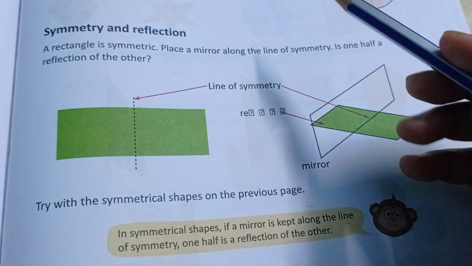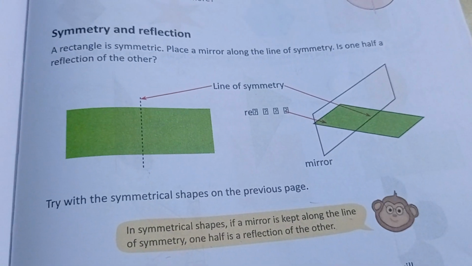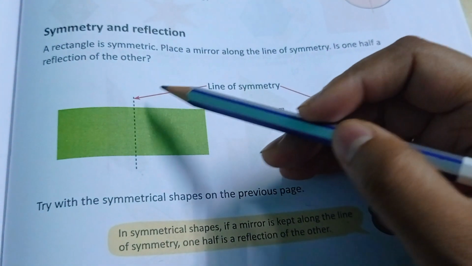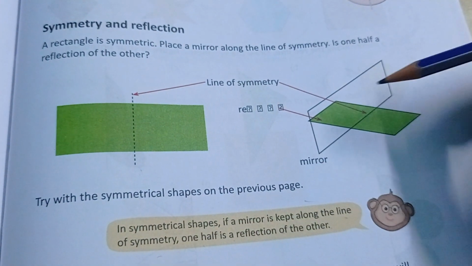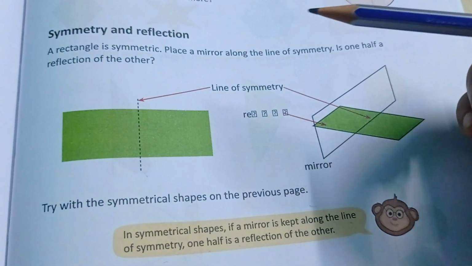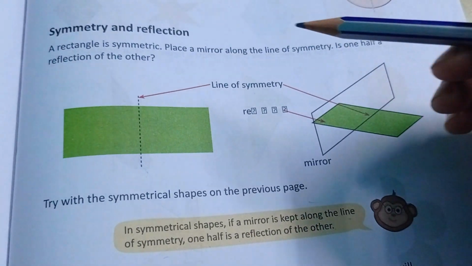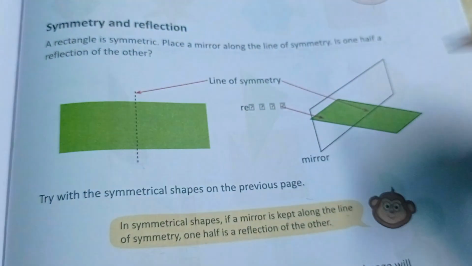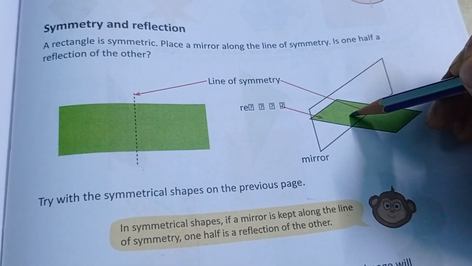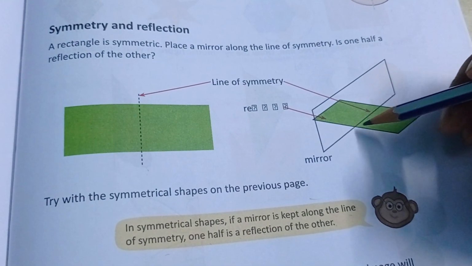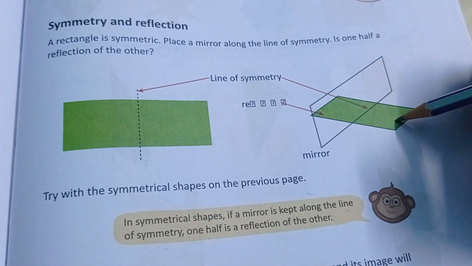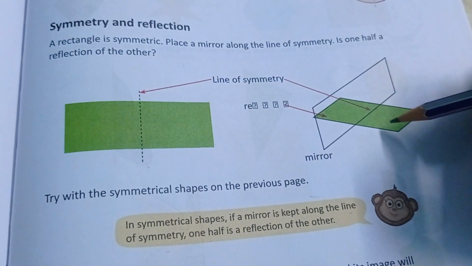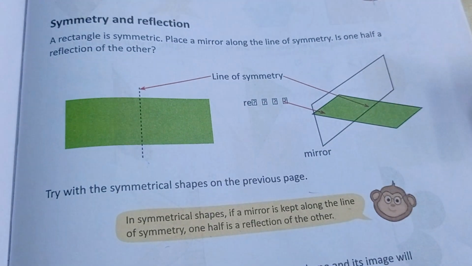Now suppose we cut this into two equal parts, and we take one half, and along the line of symmetry we put a mirror in the middle. In the mirror we can see the other half of the image of this figure. So you can see the reflection of it, so that is the reflection.